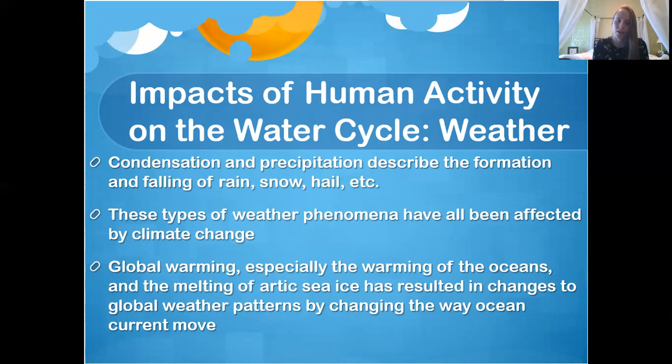So we also, because of climate change, are having different types of condensation and precipitation in areas than what we would normally expect. The changing climate has made the atmosphere less stable. It's weakened our jet stream, which then destabilizes the atmosphere, which means that there's also more severe weather in terms of precipitation. So more flooding, more hailstorms, stuff like that.